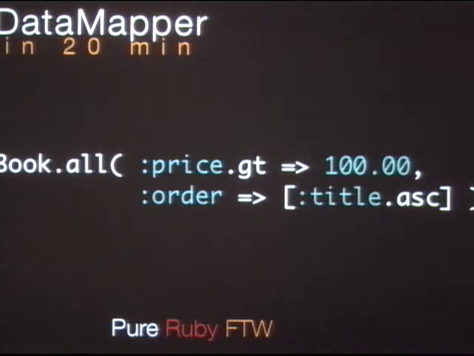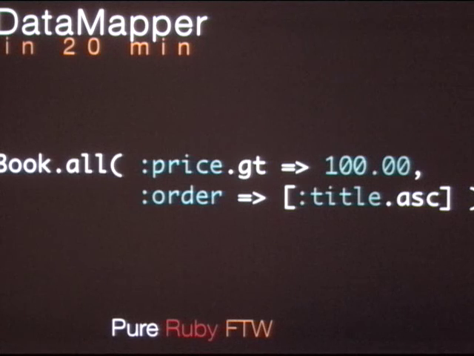So instead, what we want to do is really write pure Ruby. That would be cool because we're Ruby guys, we like Ruby because it's sexy, so we want to write sexy queries. Sorry, awesome queries. So that's the main goal of the ORM, and that's what DataMapper does for you.